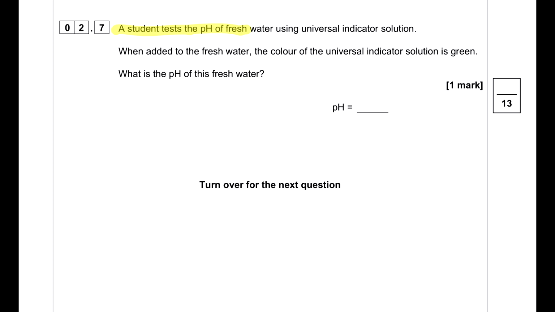A student tests the pH of fresh water using universal indicator solution. When added to fresh water, the color of the universal indicator solution is green. What is the pH of the fresh water? Green indicates a pH of 7.